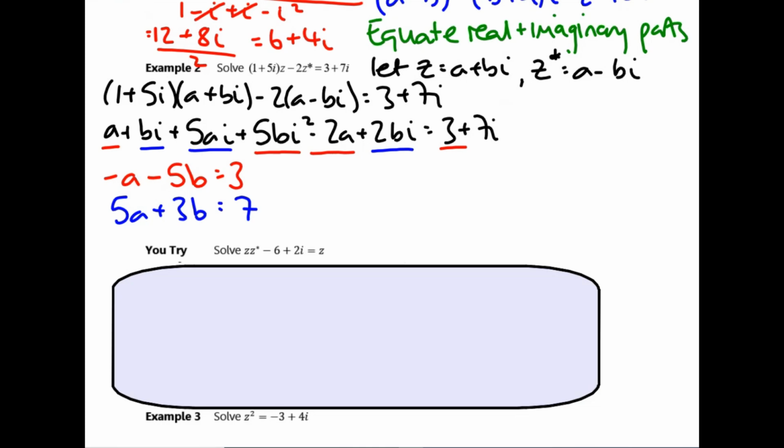Again, you can solve these on your calculator, or you could times equation 1 by 5 and solve it that way. If we solve it that way, I get b is minus 1, and I get a is 2, which tells me z is 2 minus i.